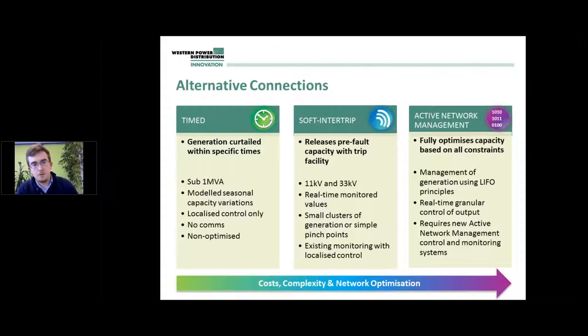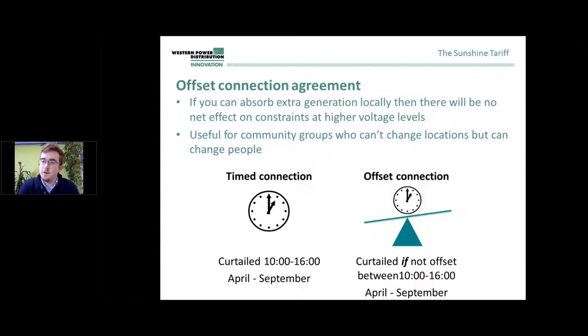These range from very simple things, such as timed connections, where the way we manage that is just through a simple profile. If you're in a heavily solar-dominated network, you're allowed to export during the evenings, but you're not allowed to export around midday in the summer. That goes right up to active network management, where we have a fully dynamic active system measuring different points on the network, measuring constraints and then curtailing generators. The Sunshine Tariff looked to use a hybrid of those things.